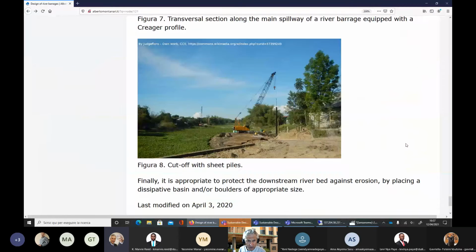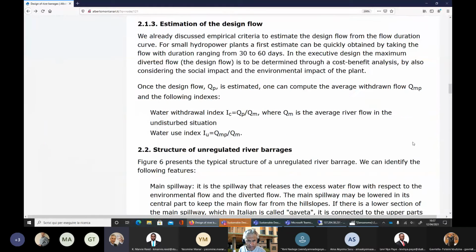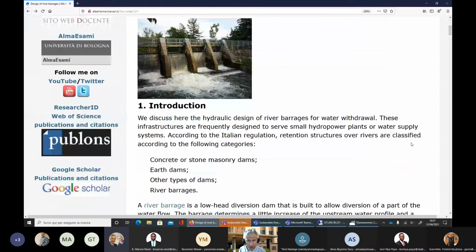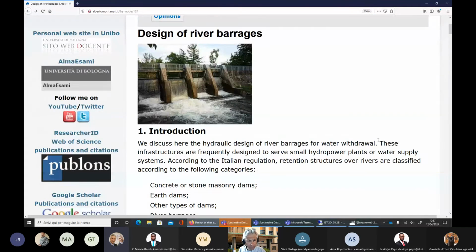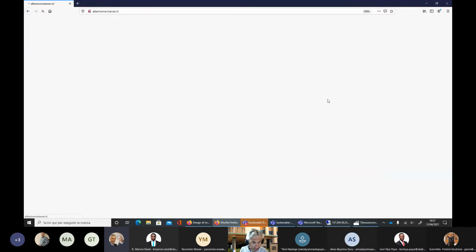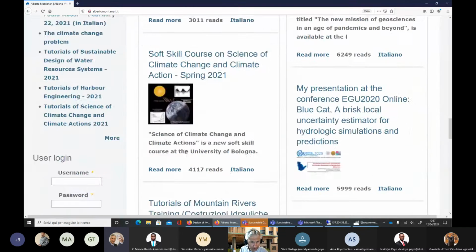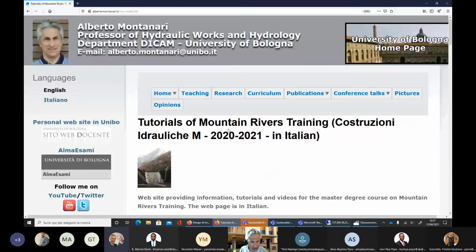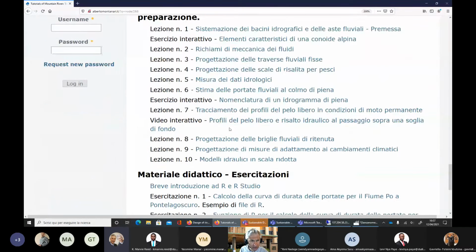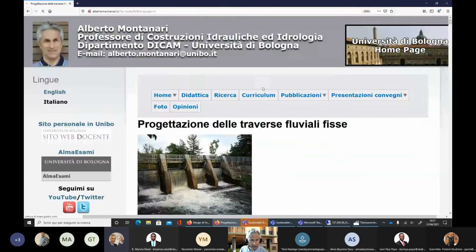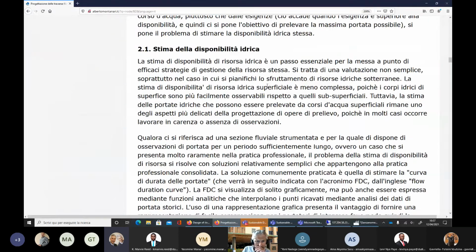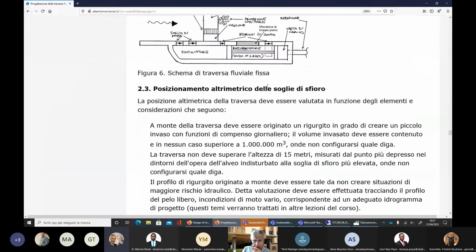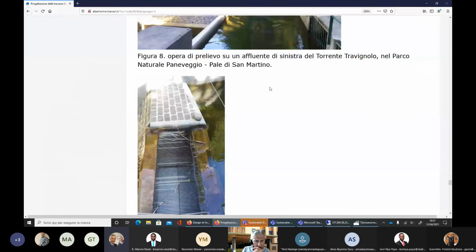I think there are pictures. No, they are not here. So let me just show you another picture of an unregulated barrage. Give me 1 second. I need to go to the tutorials of the other course, which is in Italian, but I have the same lecture, and I think here I have some pictures. I am quite sure, which means that I have to update also your page with the same pictures.